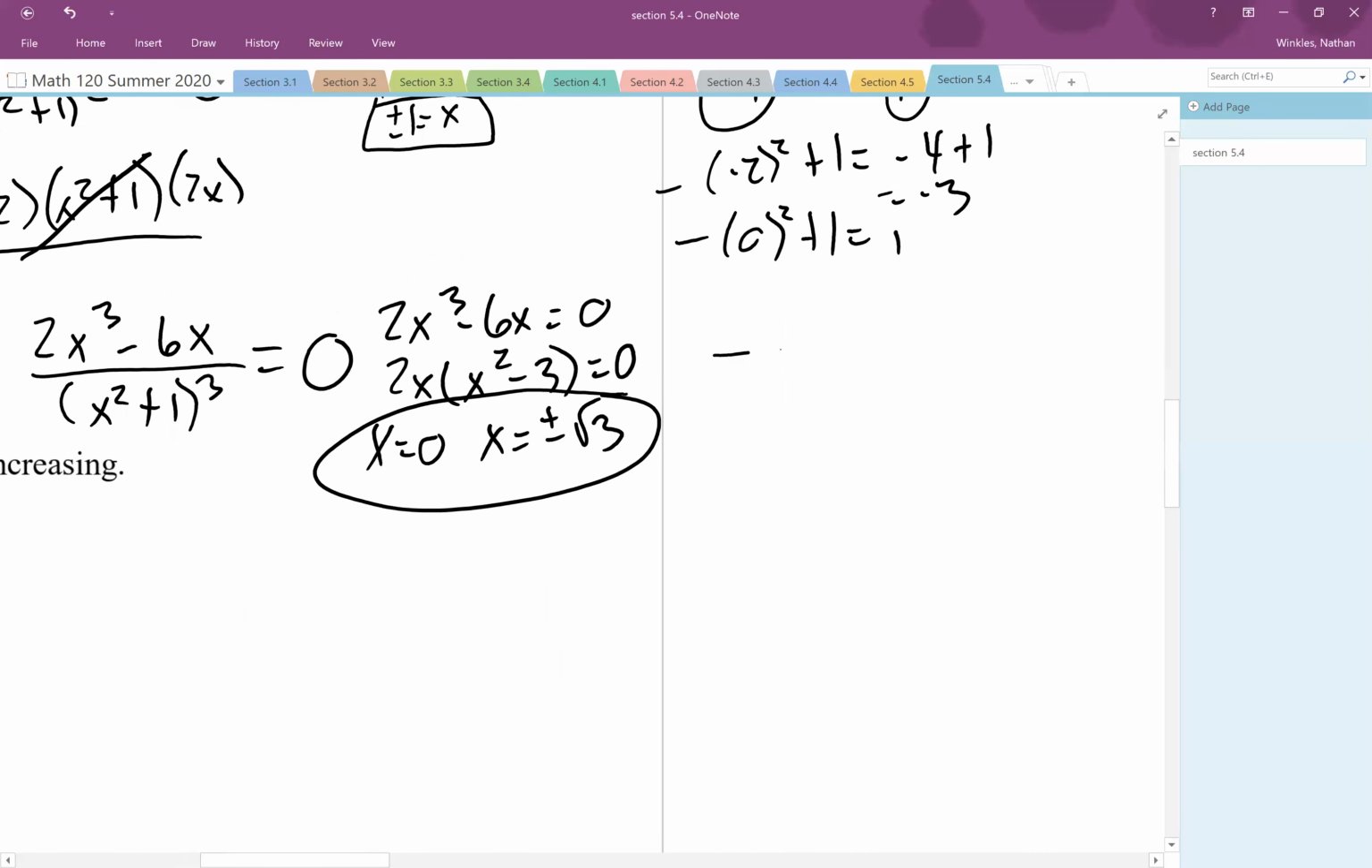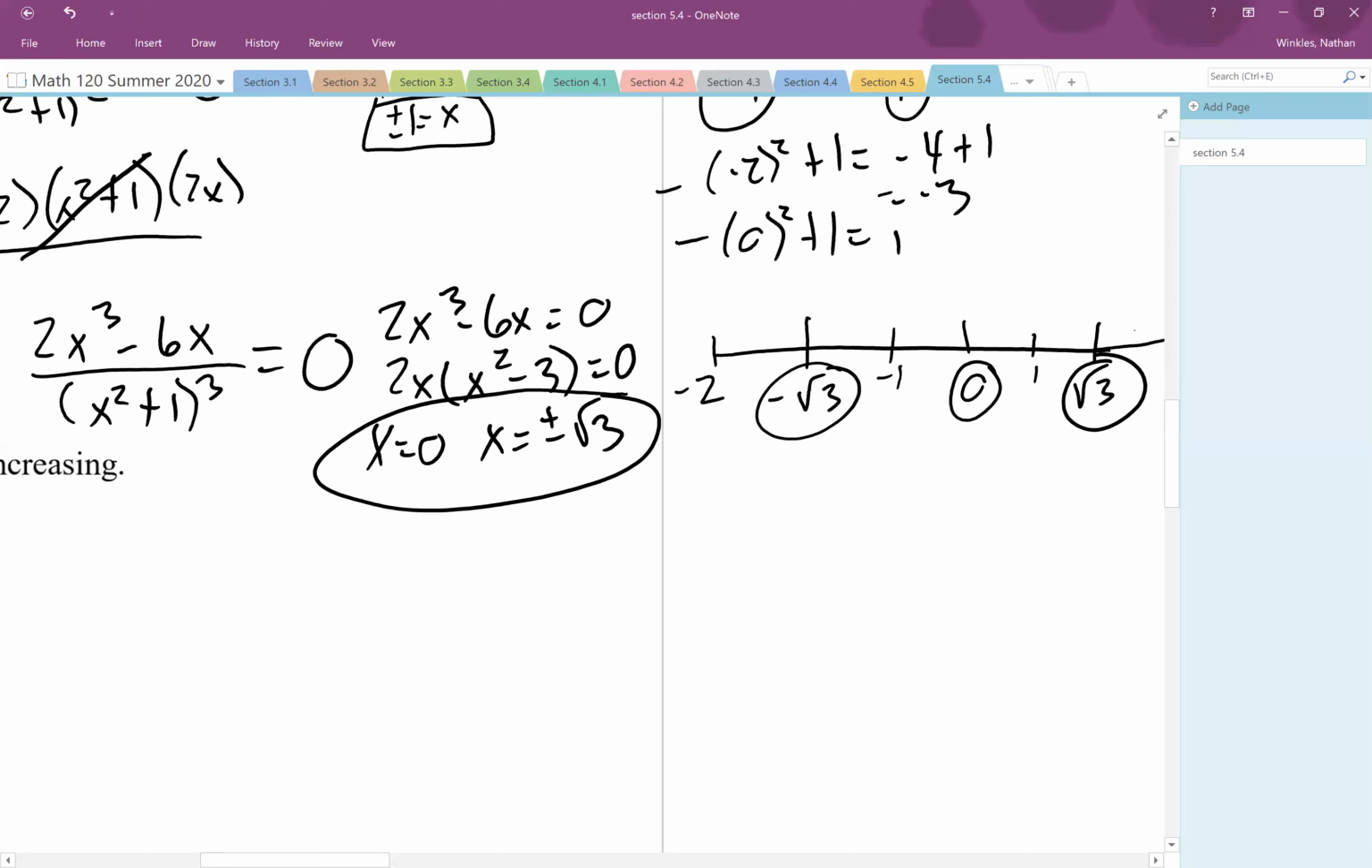Same thing for our second derivative. We only have to focus in on the numerator. So we're going to get negative root 3, 0, and square root of 3. Hopefully by now we are able to plug in and everything. So I'm going to skip that step here. So when we plug in 1, we get 2 minus 6, which is negative. Positive, negative, positive.